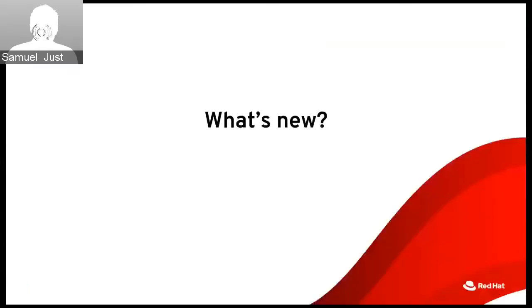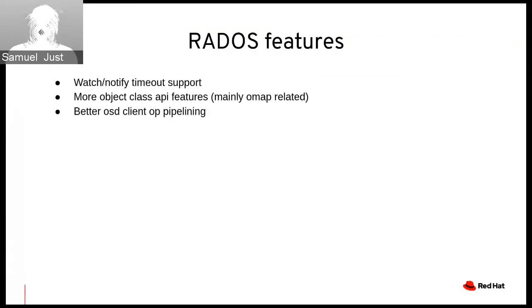Let's talk a bit about what's been happening lately. Recent Crimson work has focused on a few broad areas: implementing Rados features, data durability and reliability, visibility and debugging, and stability. Because Crimson is essentially a rewrite of the OSD, every feature will eventually need to be ported over one way or another.